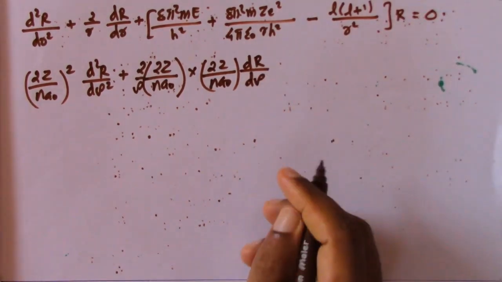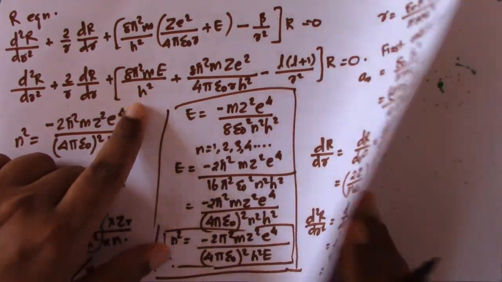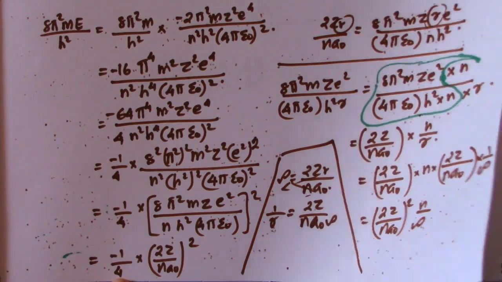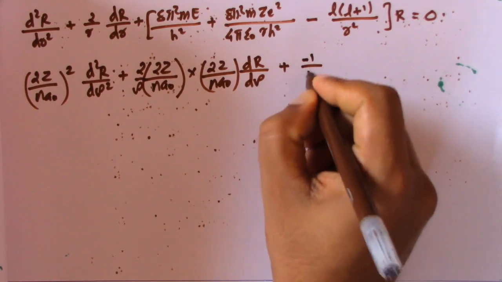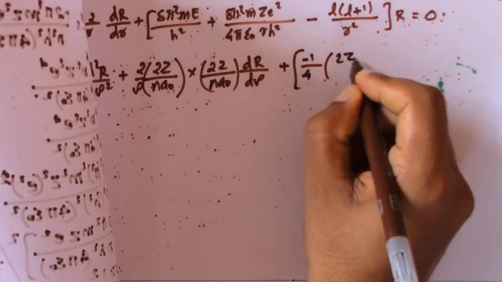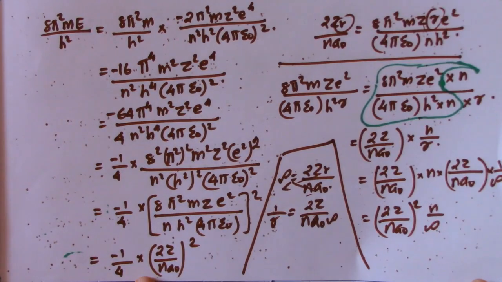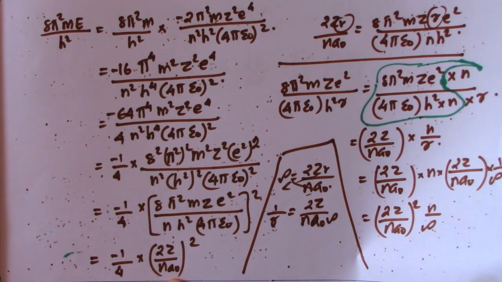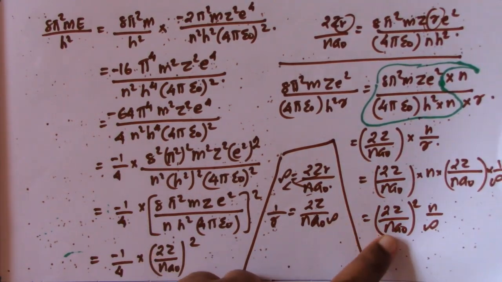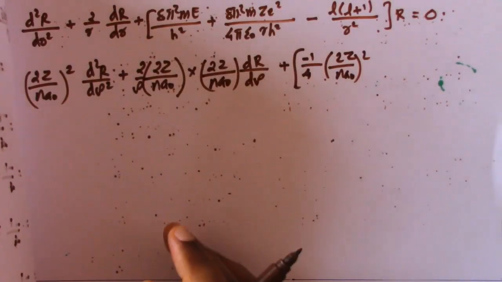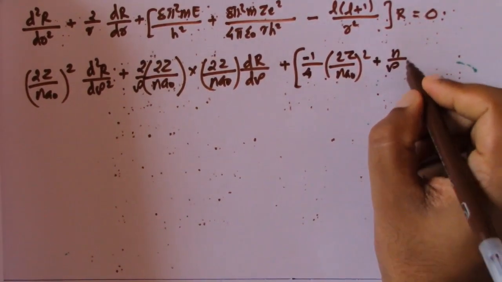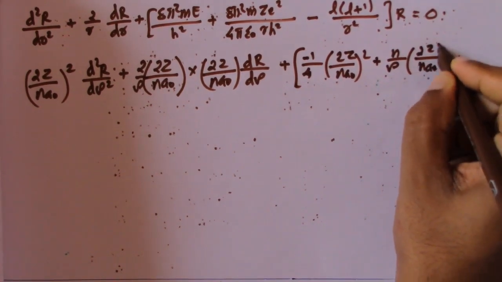dR by dρ, plus what is inside the bracket, plus 8π²me/h². 8π²me/h² is this one, that is minus 1/4 inside the bracket, minus 1/4, (2Z/na₀) the whole square, that we have already done here. (2Z/na₀)² is the first term, and the second term is equal to this one, (2Z/na₀)² into n/ρ, that is plus n/ρ into (2Z/na₀)².